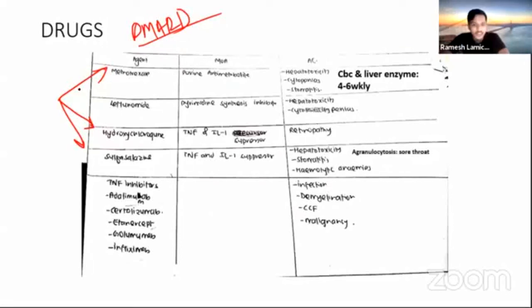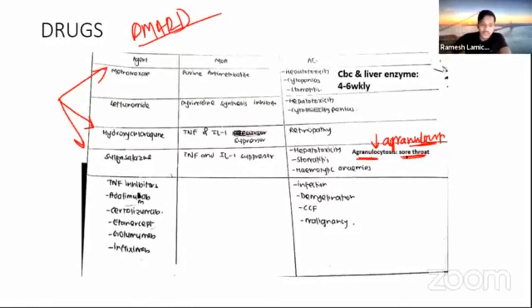And for the case of the sulfasalazine, it is hepatotoxic also, and it is usually associated with agranulocytosis. Agranulocytosis means what? There is a decrease in granulocytes in the blood. So that's why the patients will present with infection features like sore throat, fever, egula patient. So hepatotoxicity, agranulocytosis, hemolytic anemias, these are the side effects of the sulfasalazine.